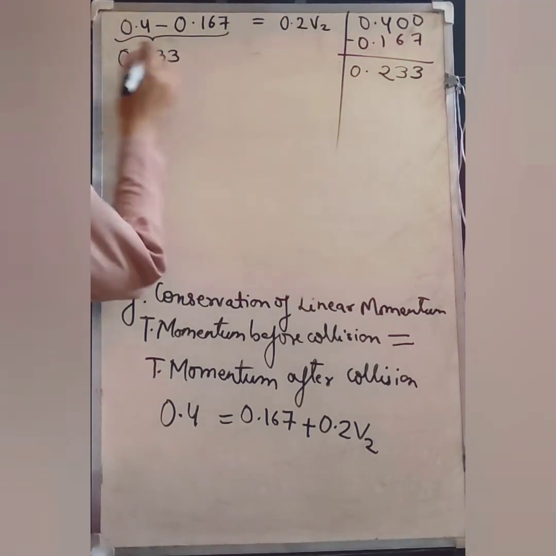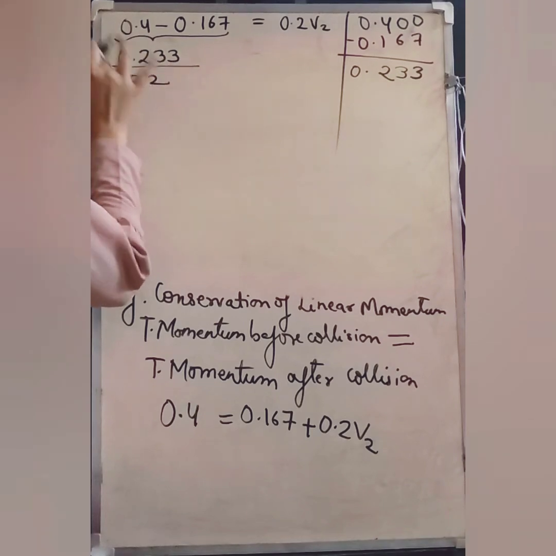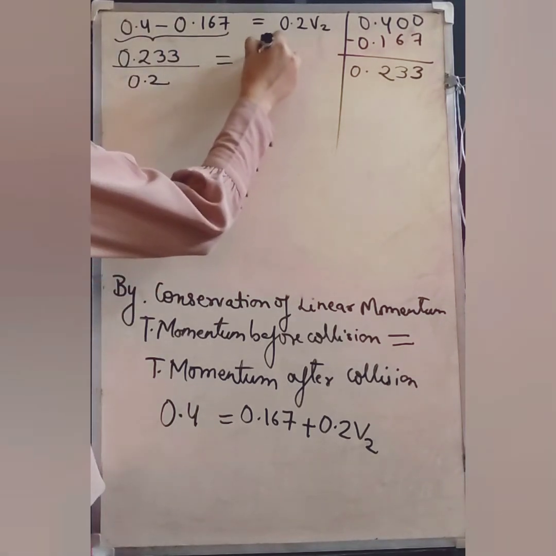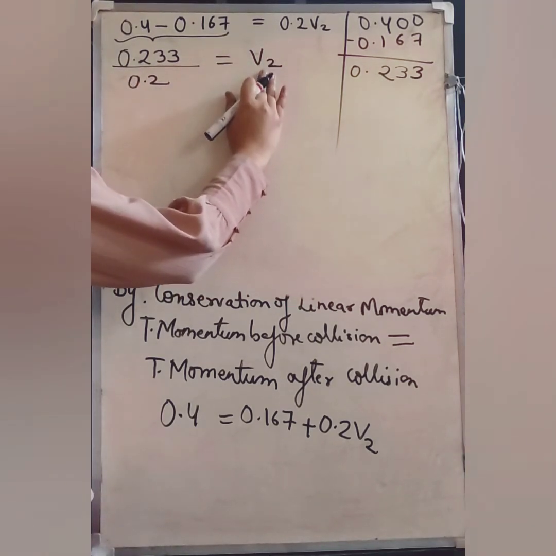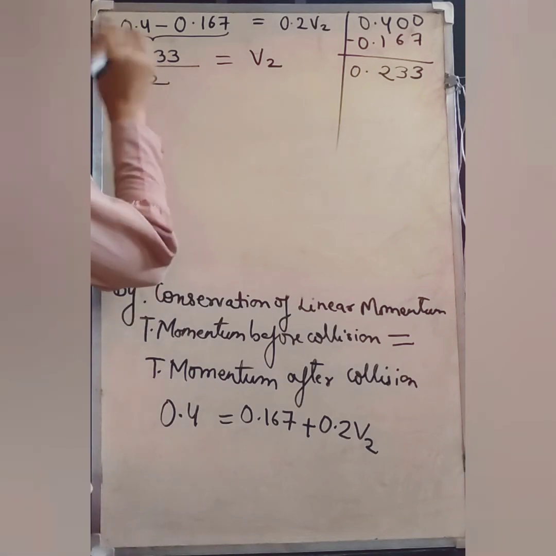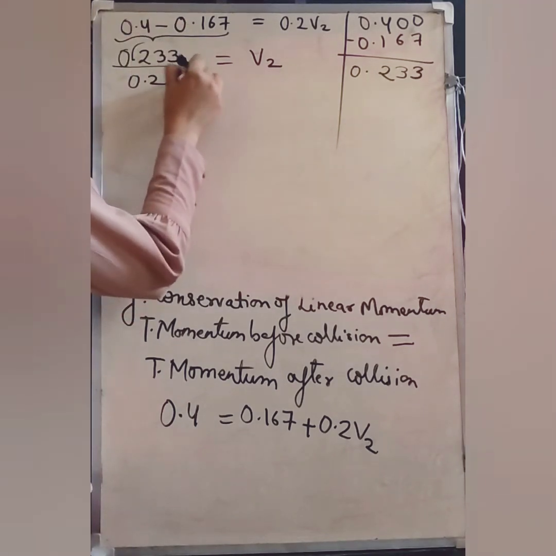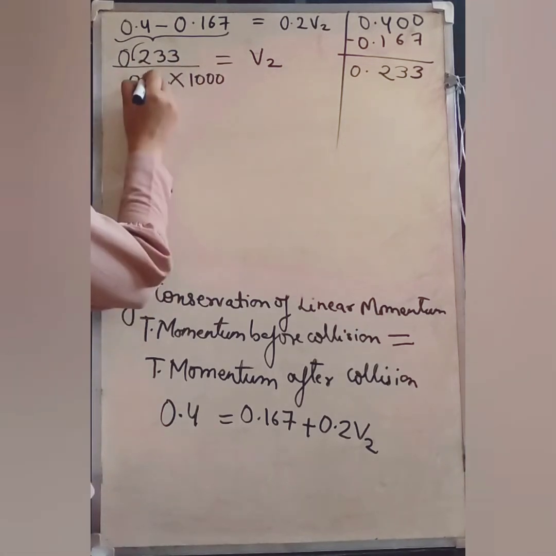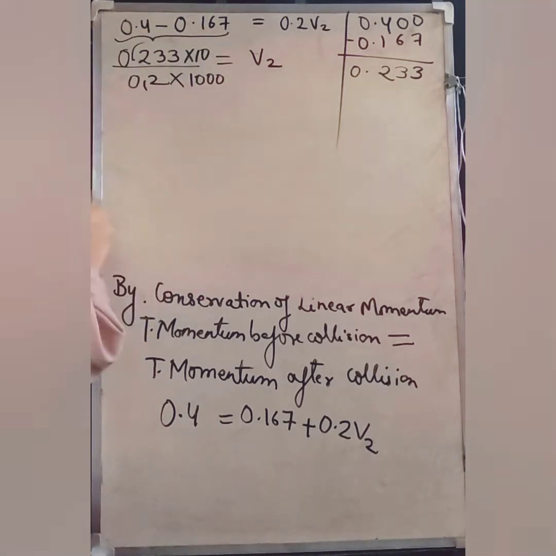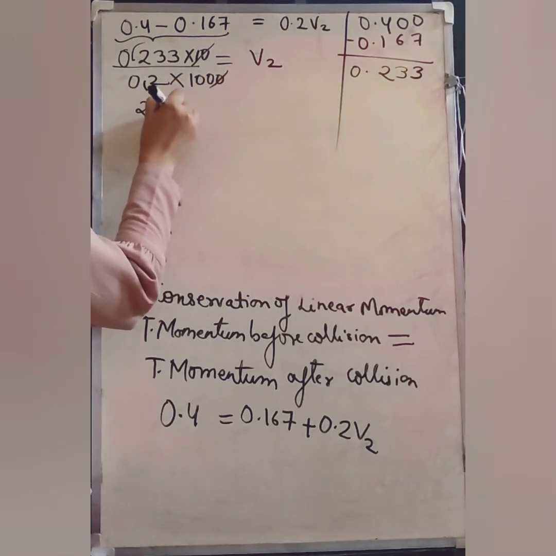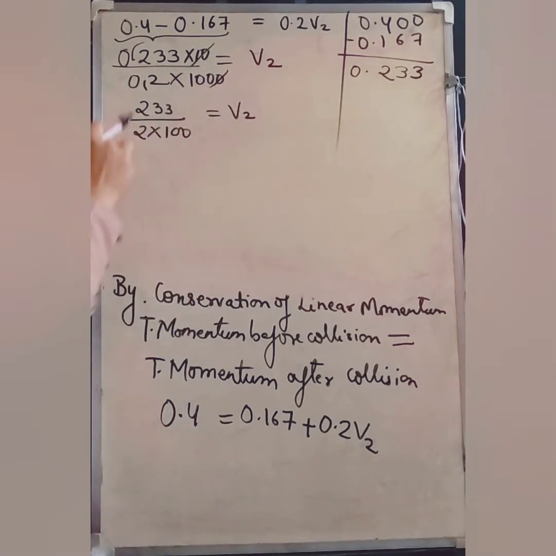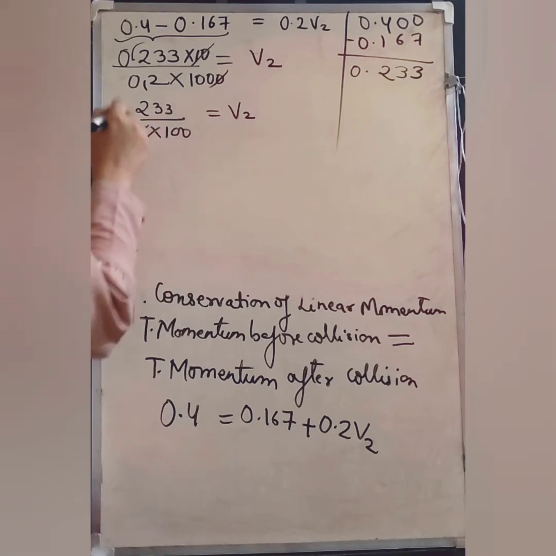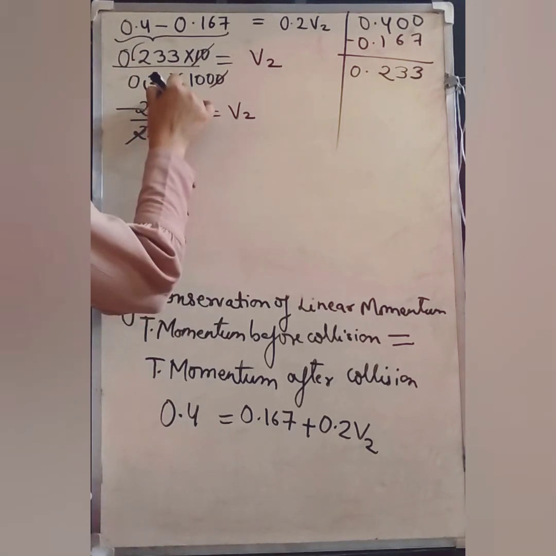0.2, which is in multiplication, will come here in division. So divide by 0.2, it will be v2. If you solve this, you will get the value of the final velocity of the second body. So I am simply removing the decimal for easy calculation. This will be multiplied by 10. 10 and 10 cancel. So it will be 233 upon 2 into 100 equals v2. So you can solve 233 divided by 2. It will be 1 1's 2.